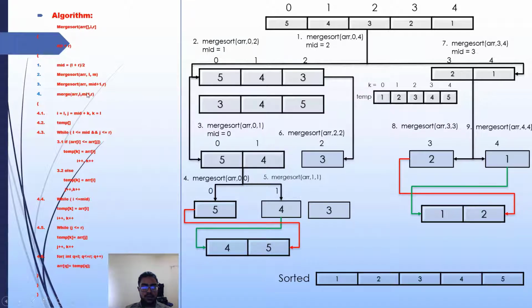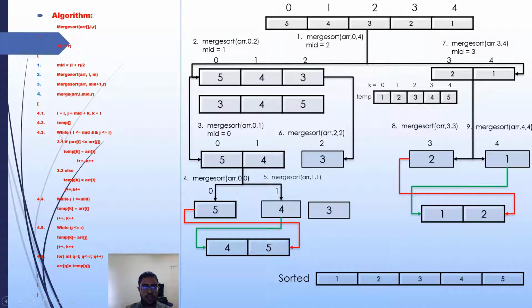So it will go to the merging part. Here i is equal to the left index, and j is mid plus 1, so mid plus 1 is 0 plus 1 is 1. And k is the temporary array.